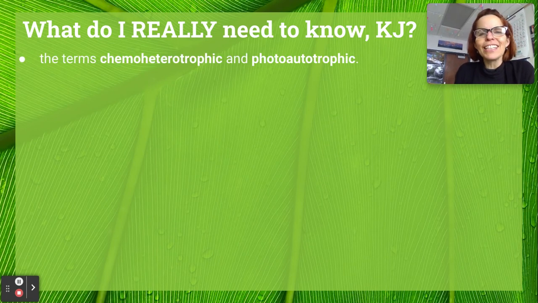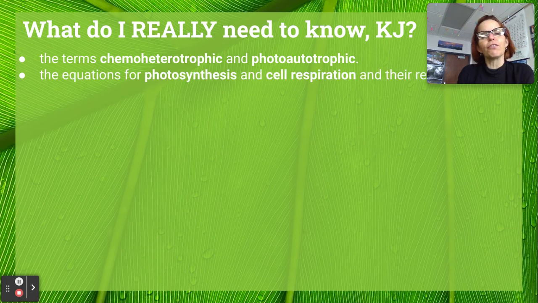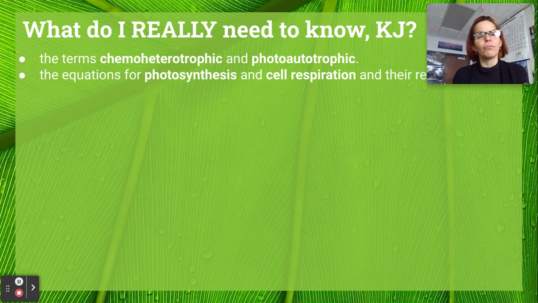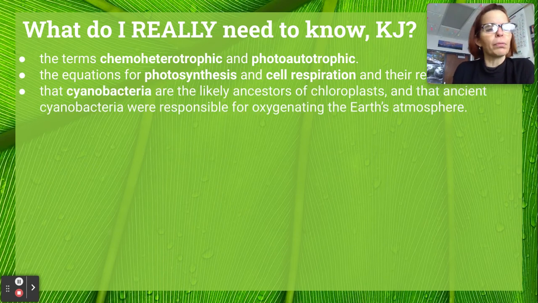All right, what do I really need to know, KJ? The terms chemoheterotrophic and photoautotrophic. So chemoheterotrophic means you eat, photoautotrophic means you make your own food. So plants make their own food, everybody else eats. Not everybody else, but mostly everybody else. You need to know the equations for photosynthesis and cell respiration and that they are reciprocal processes.